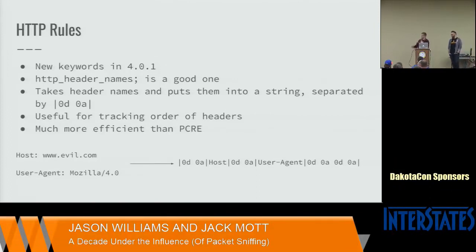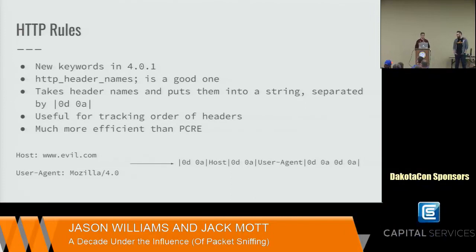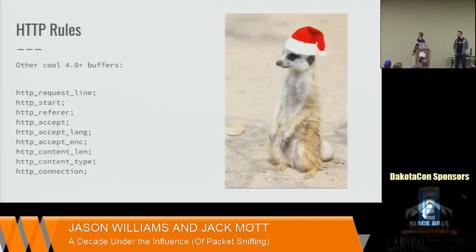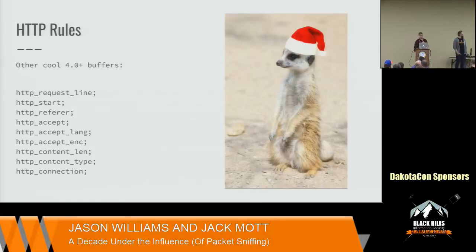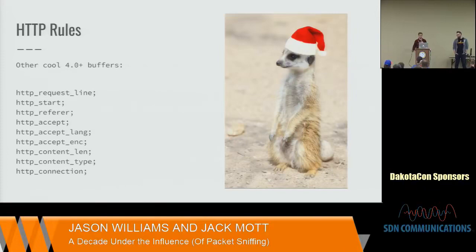But this is really cool. It parses it out, and now it's just a string. Not only is it easier to put together in a rule, it's also a lot more efficient. We're not doing PCREs, and that's the name of the game. So it's pretty neat, some of the features that we have in store. These are some of the other ones that came out recently with the 4.0.1 release, and it's just adding to that. Essentially, we're ripping out more and more headers and allowing us to match on those more specifically.